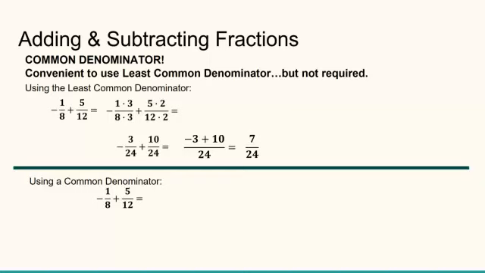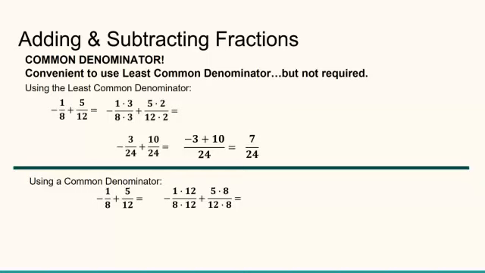In using a common denominator, I'm just going to use a big one. I'm going to use 8 times 12, and you'll see this is still going to work. It's just a little extra work, but it'll still be fine. If I didn't happen to see 24, I could have used 96.